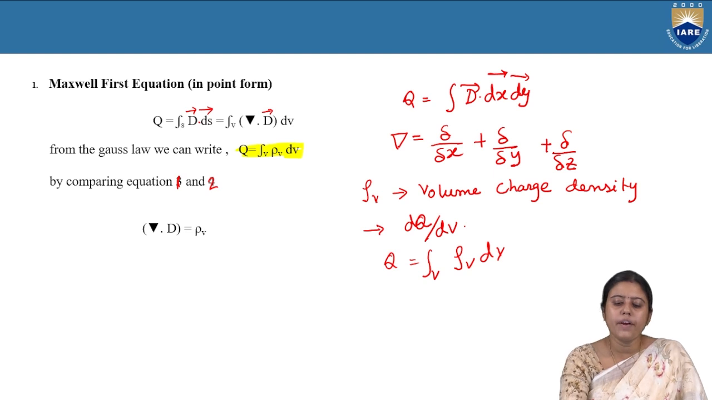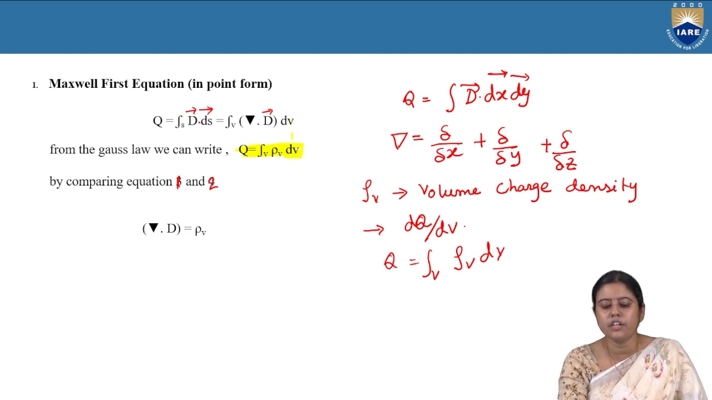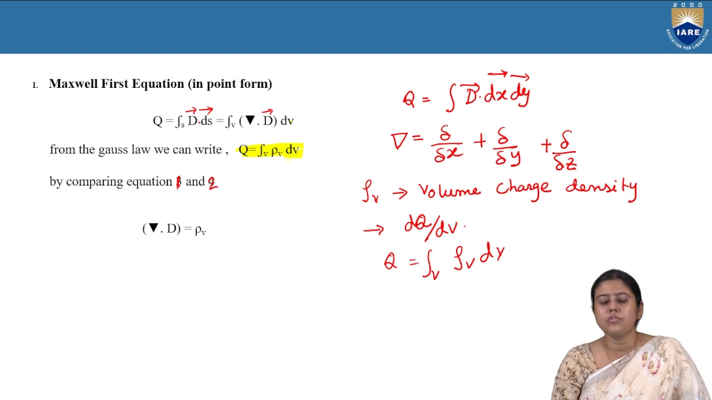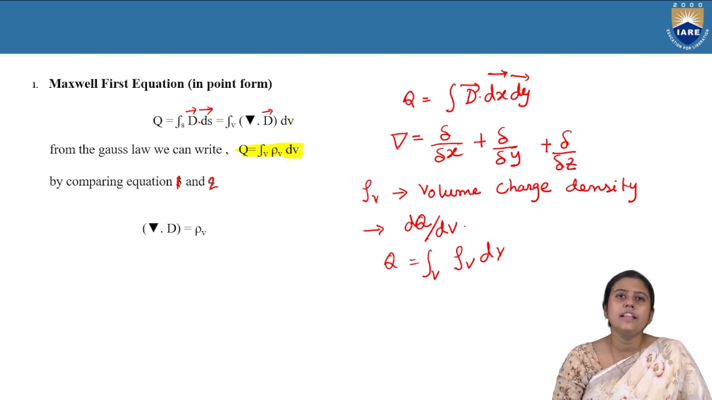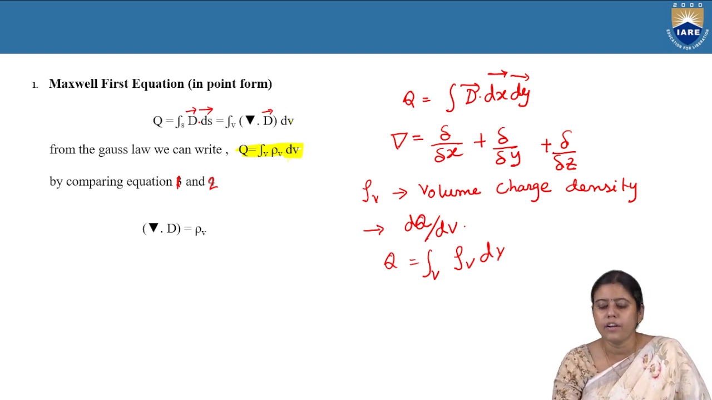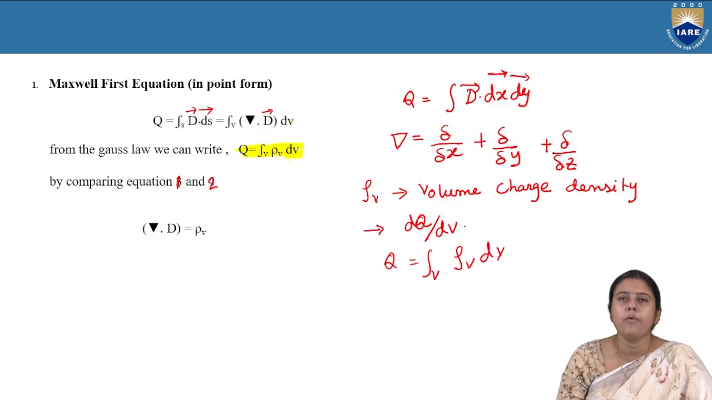So if we compare equation 1 with equation 2, what will we get? We will get grad dot D is equal to rho v. And this is the Maxwell's first equation in the point form.